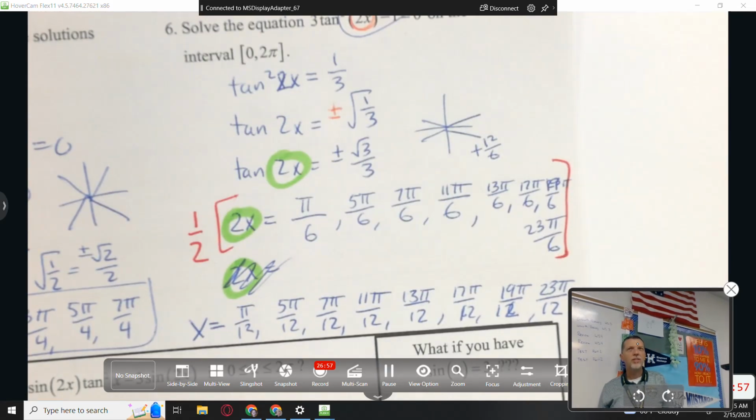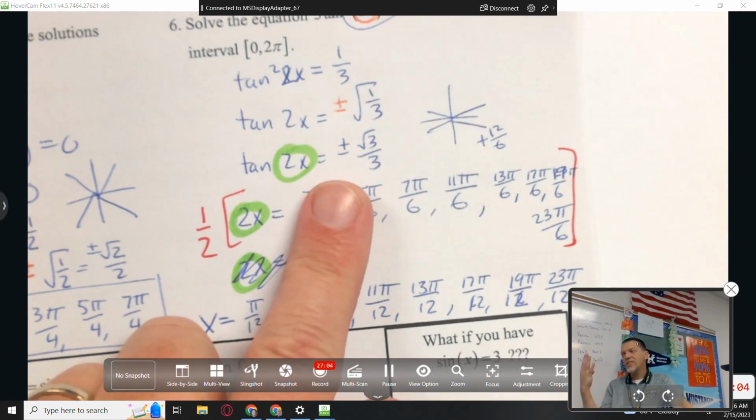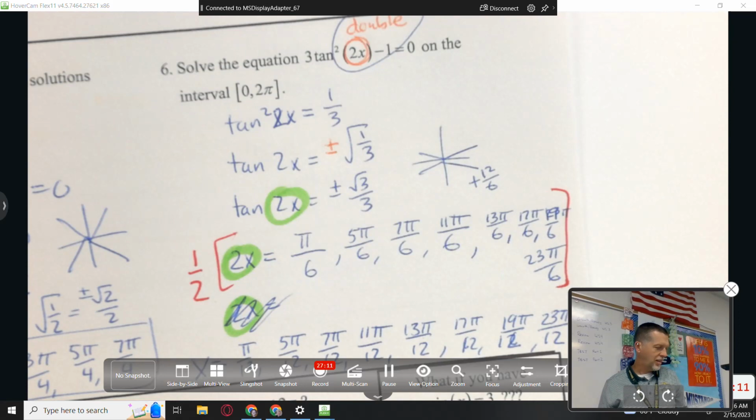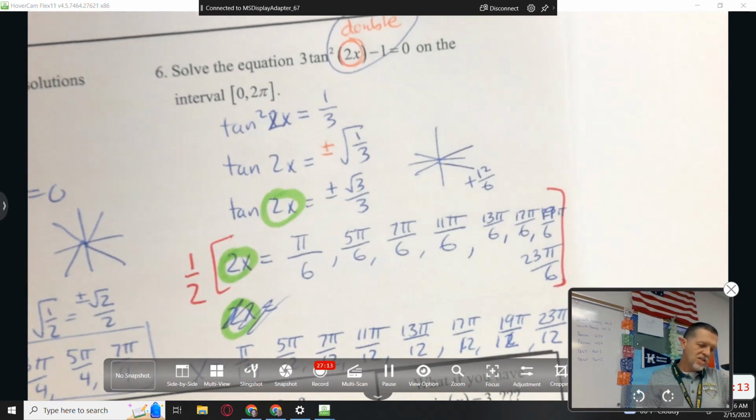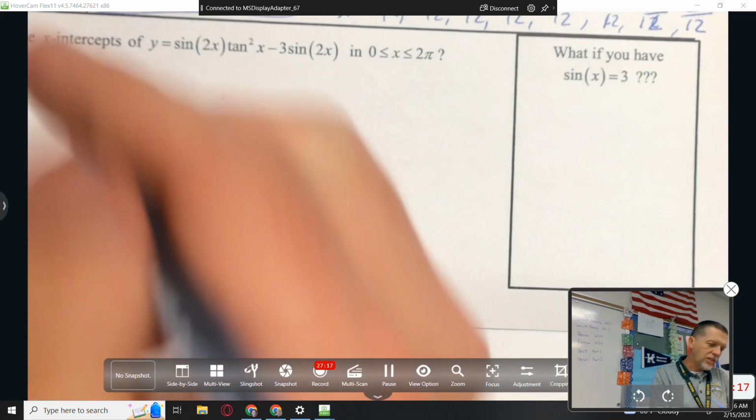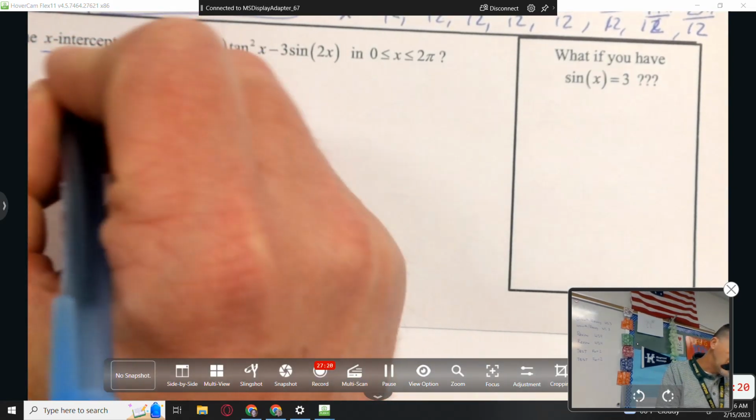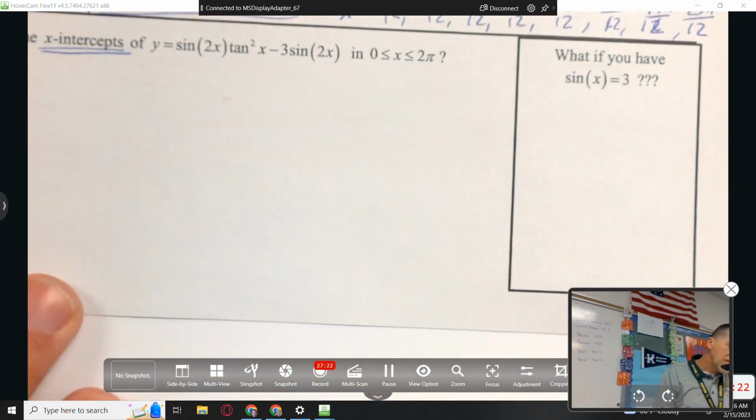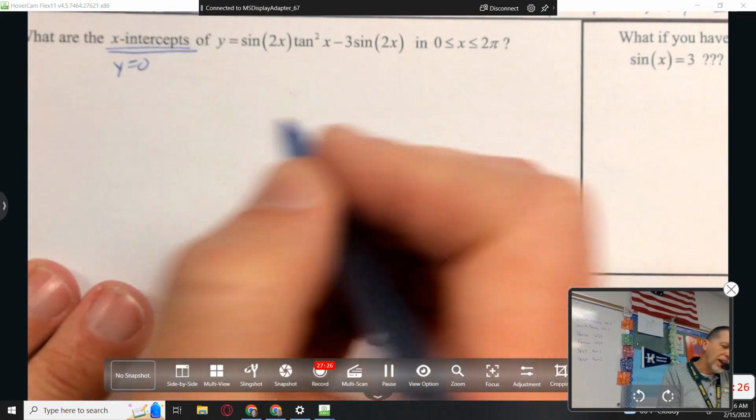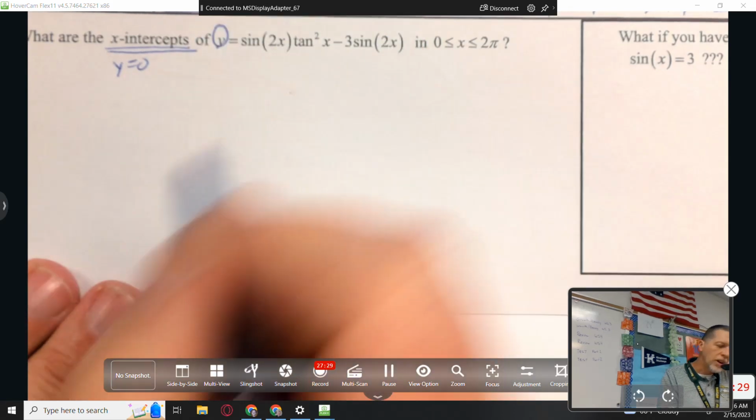Yeah, that makes sense. Normally I'd have 2 answers for a problem. But the plus or minus made me get 4 answers. And the 2x doubled it. That got me to 8 answers. Crazy one. All right, last one. What are the x-intercepts? What's x-intercepts mean? Set y equals 0. So really this is a different way to ask the same question. So 0 equals all of that.